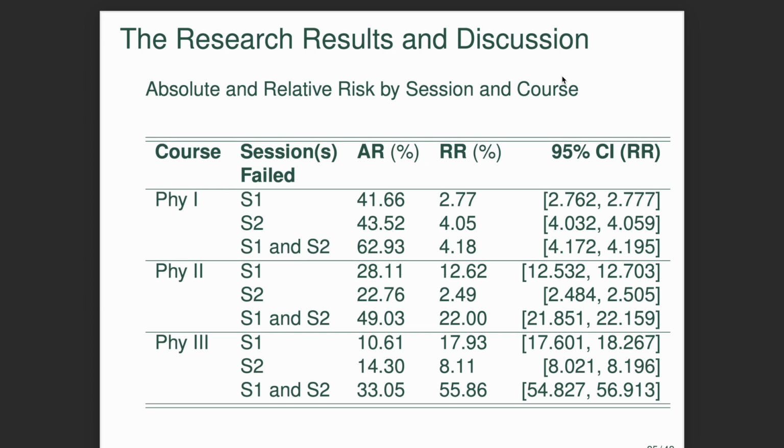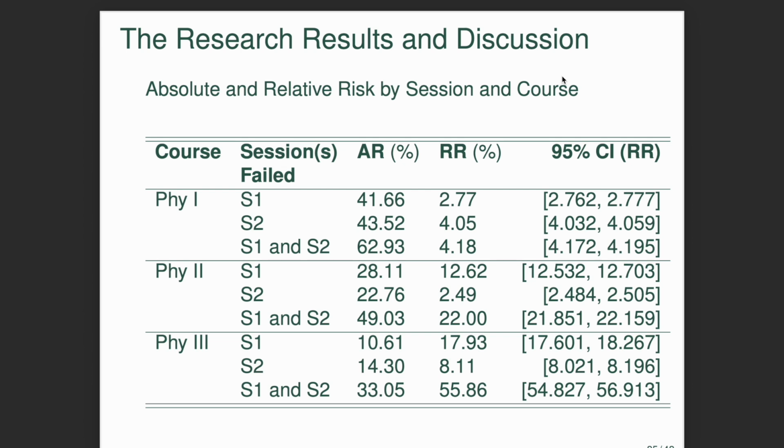In Physics 3, students who fail the first session have an absolute risk of 10.61% of failing the course. The relative risk is 17.93, indicating a very strong link between failing the first session and failing the course overall.